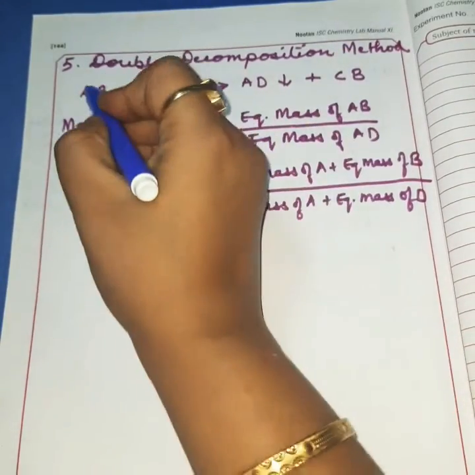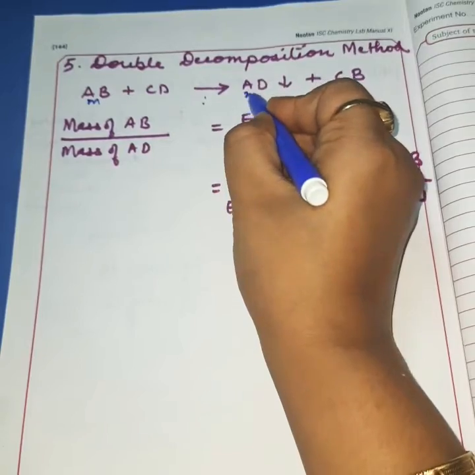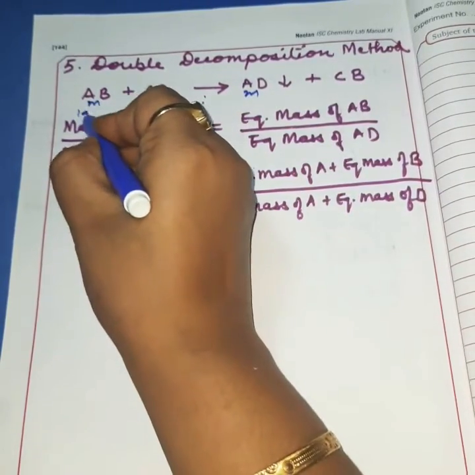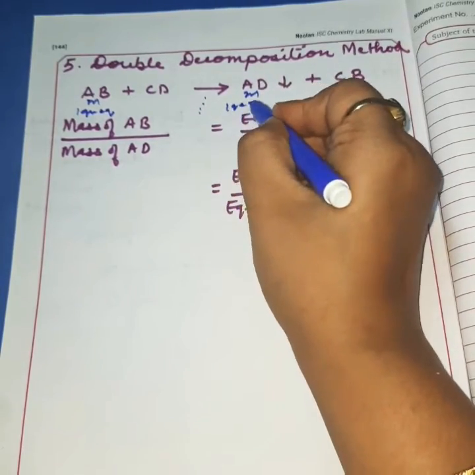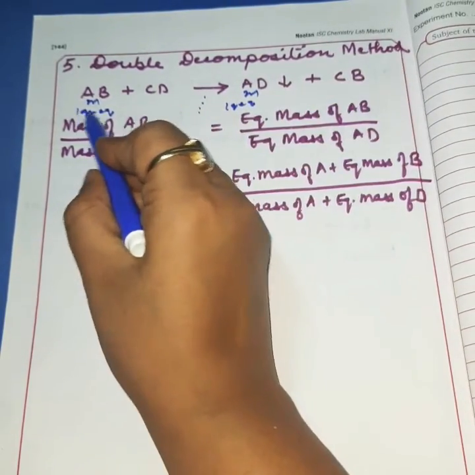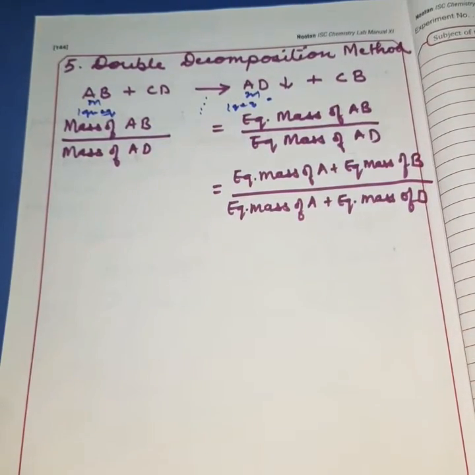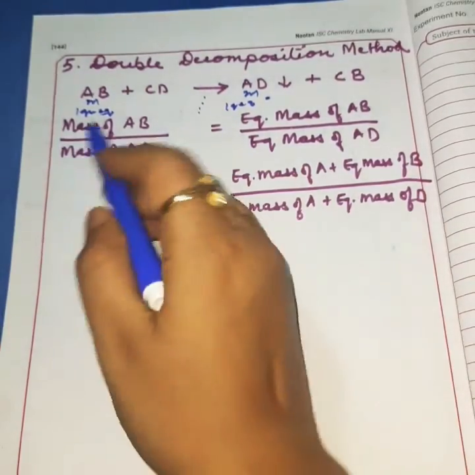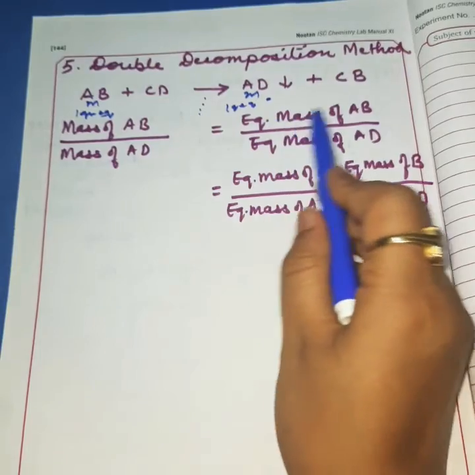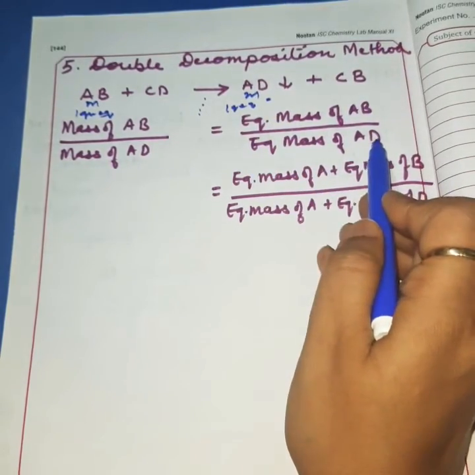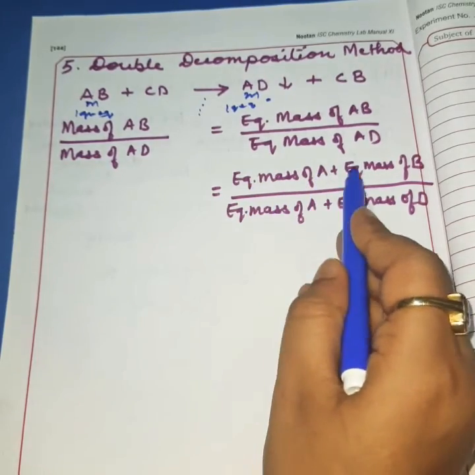Alright, so for the salts which undergo double decomposition, the equivalent mass of such metals can be calculated using this method. Now here the mass of AB will have a ratio with the mass of AD. Similarly, 1 gram equivalent of AB will be in ratio with 1 gram equivalent of AD. So its equivalent mass will be in ratio with the equivalent mass of AD. So this ratio we'll write in the form of a formula. So I can say mass of AB upon mass of AD is equal to equivalent mass of AB upon equivalent mass of AD.